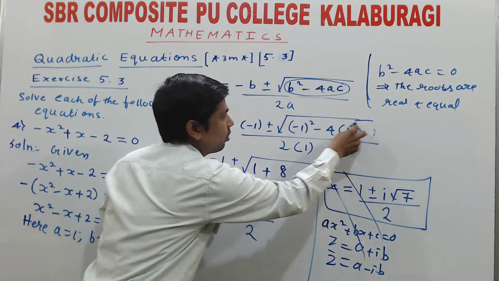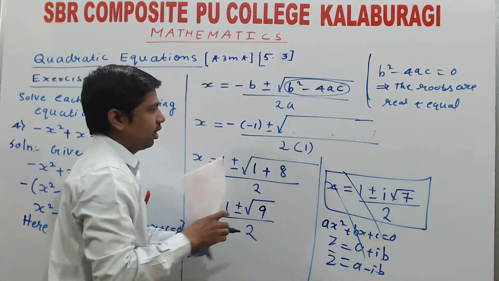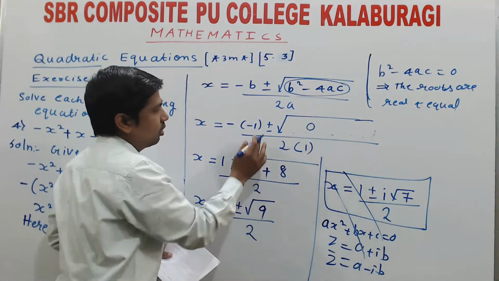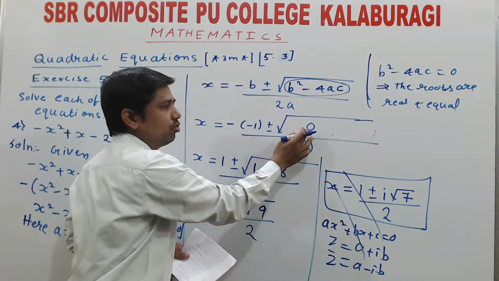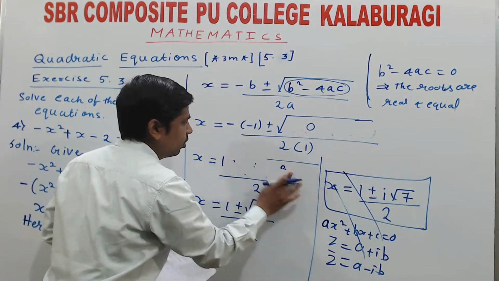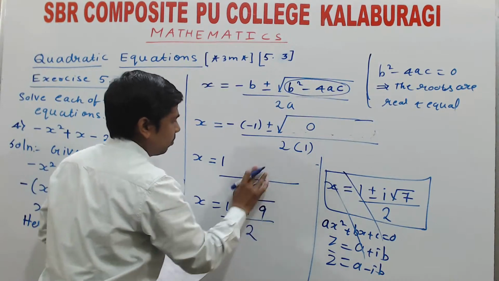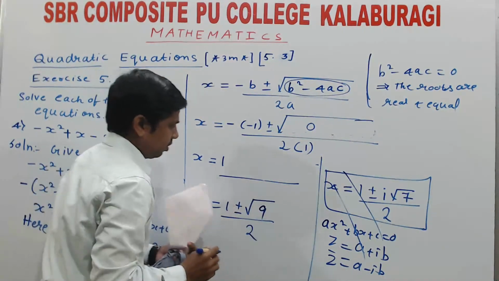So suppose this is 0. That indicates this total count will be 0 only. So minus 1 plus or minus root 0 is what? 0 only. So this total becomes 0. Only what is left out is 1 by 2.